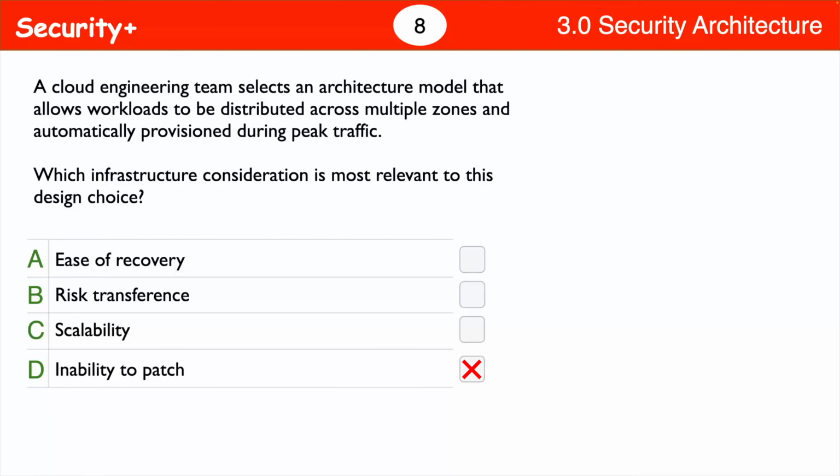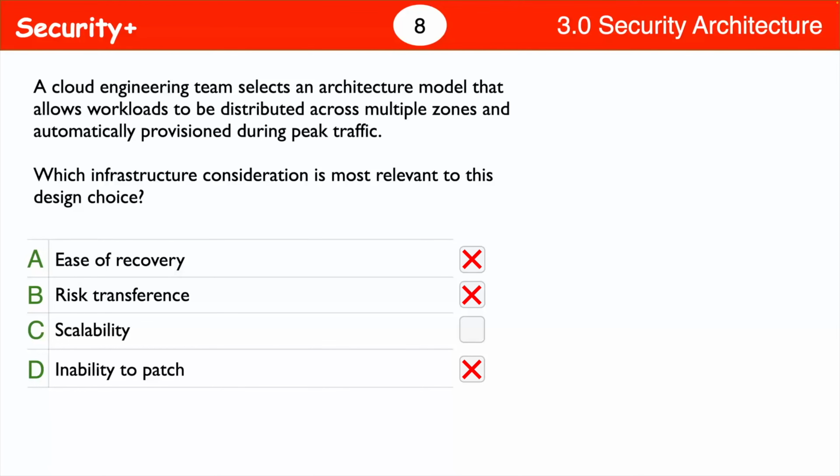Next, we can eliminate B, risk transference, which refers to shifting responsibility to a third party, like an insurance company, but it has nothing to do with adapting on demand. So we can go ahead and rule that one out as well. And finally, we can eliminate A, ease of recovery. Now, this deals with restoring services after a failure, but has nothing to do with traffic surges.